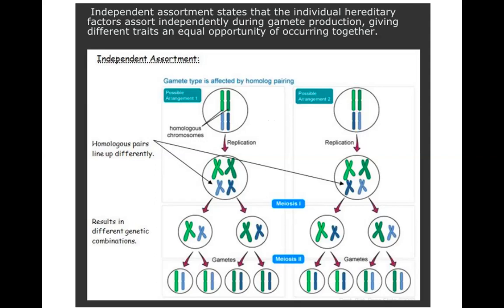When they align themselves during metaphase 1, you know this is metaphase 1 because they are homologous pairs. Now notice the darker colors are on one side and the lighter colors are on the other side. And when they separate and form two different sex cells at the end of telophase 1, two of the darker color chromosomes went to this side and two of the lighter color chromosomes went to the other side.